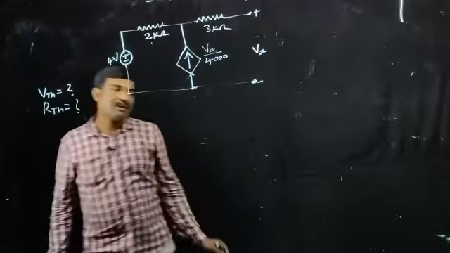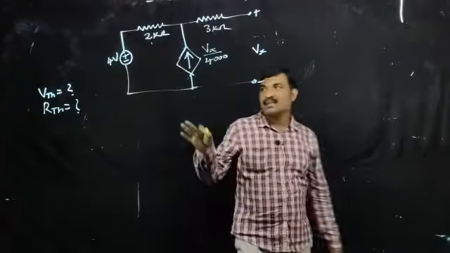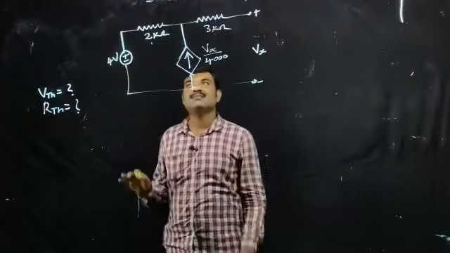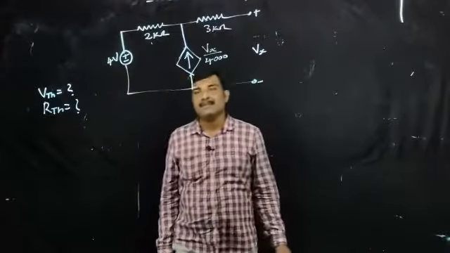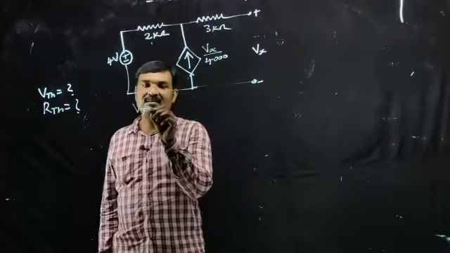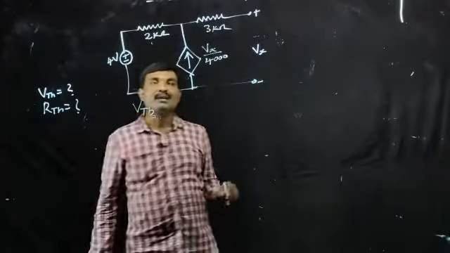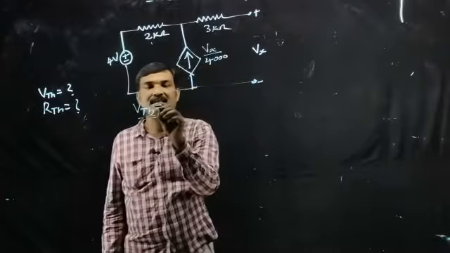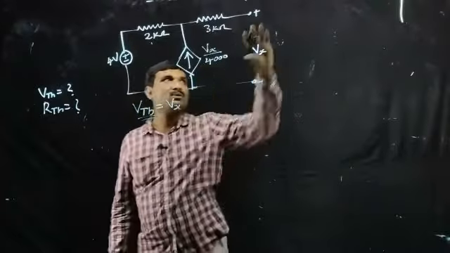Actually, this is a previous year GATE question. Options are given, and I'm not writing the options here. So this is our circuit. Now, first we need to determine VTH. For that purpose, what we have to do is open circuit the load. VTH is the same as the open circuit voltage across this terminal.